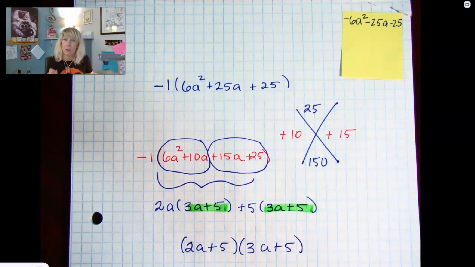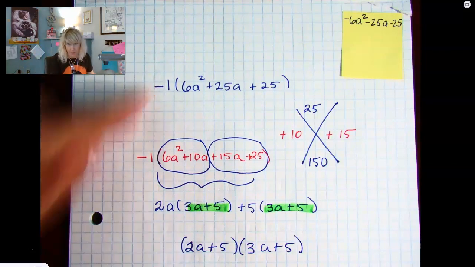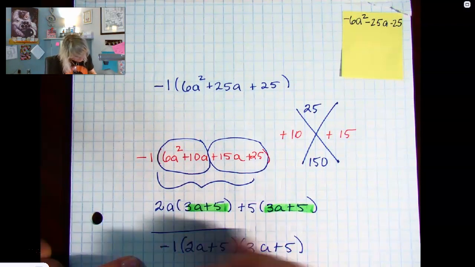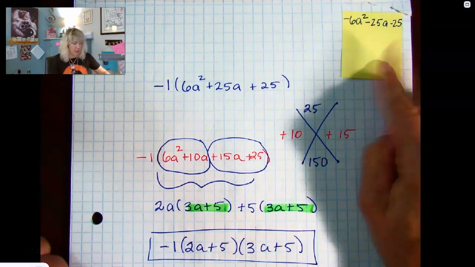But do not forget, we factored out a negative 1 in the beginning at the top of the work. So we got to grab that negative 1 and bring it back down to our final answer. And that is factored form of that trinomial.